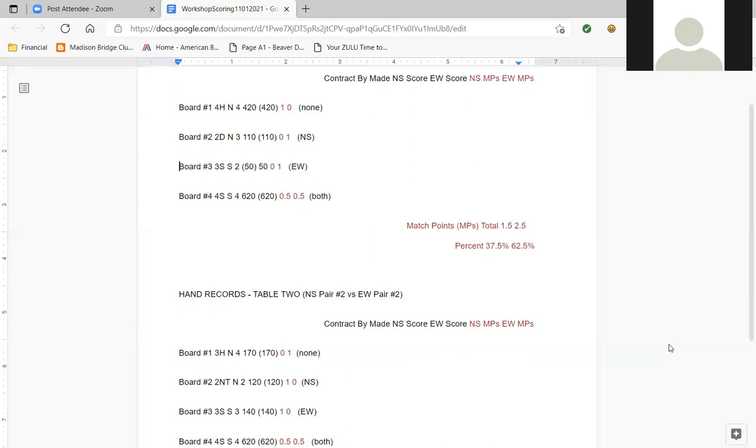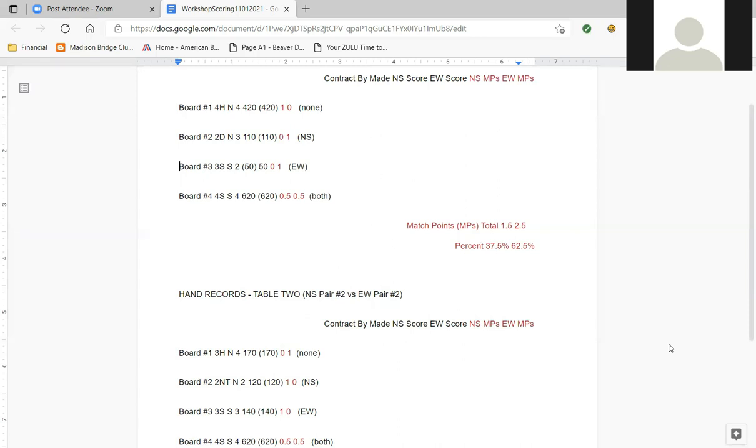So I have given North-South up there at table 1, 1 master point because their score of 420 beat the North-South score at table 2 of 170, right? So they get a master point, okay? The North-South pair at table 2 gets no master points. So who won the North-South competition, board 1 at table 1 or table 2? Table 1, right?